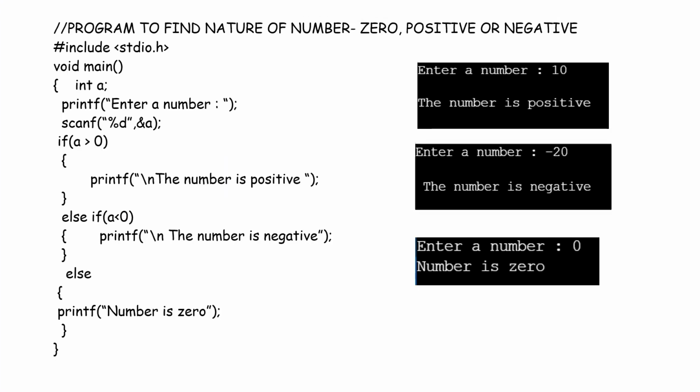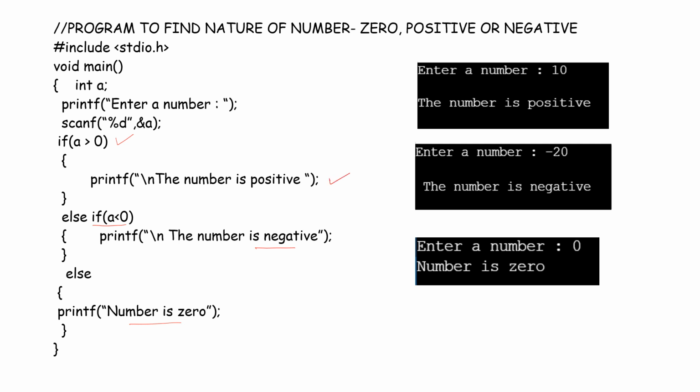Take an example of an if else ladder. Program to find the nature of a number, that is, check if a number is 0, positive or negative. So I declare a variable a to store a number. See if a is greater than 0. If a is greater than 0, you print the number is positive. Else if a is less than 0, print the number is negative, else the number is 0.